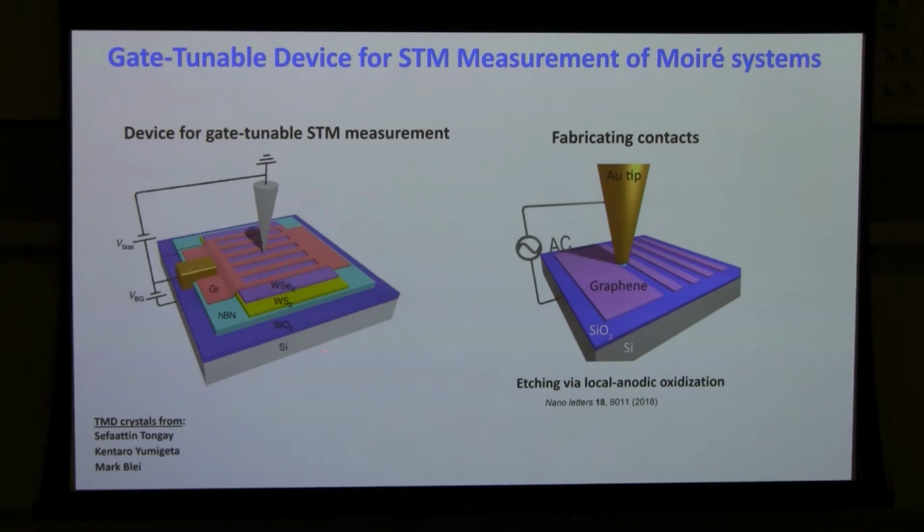So this is the device that we made. We took a silicon wafer with silicon. The silicon is doped, so it's metallic, and a silicon oxide. We put a layer of BN on top of that, then a single layer of tungsten disulfide, and a single layer of tungsten diselenide on top of that. And then we took a single layer of graphene and we put it on top of that. But a trick that we did was to cut slots into the graphene, and we did our STM experiment in those slots. And that turned out to be the most important thing of all.